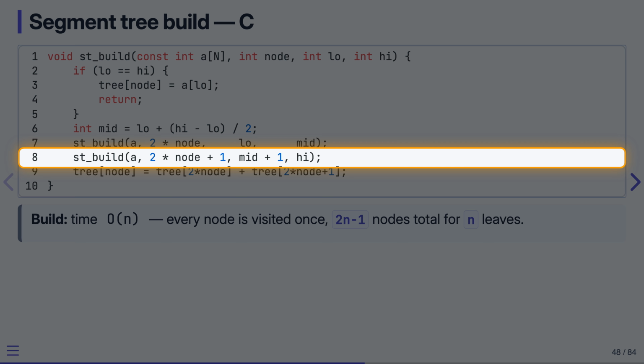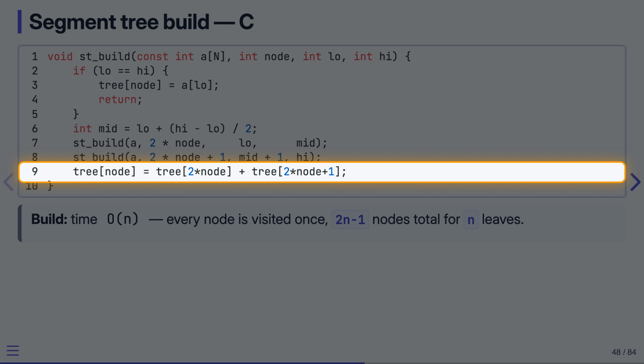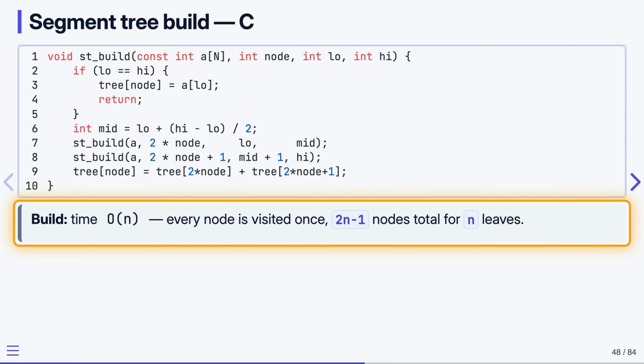Those two index formulas are the same heap arithmetic from chapter 12. Then we combine. This node's value is the sum of its 2 children. Build costs big O of n. Every node is visited once, and there are 2n minus 1 nodes in total for n leaves.